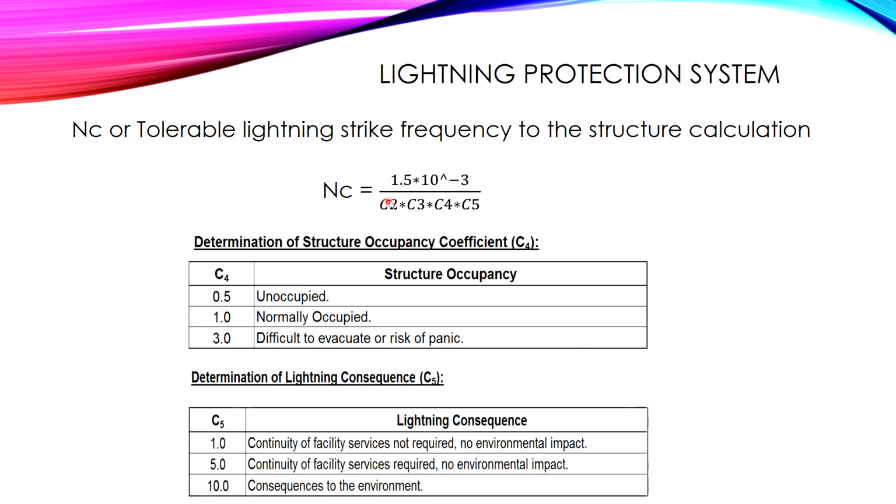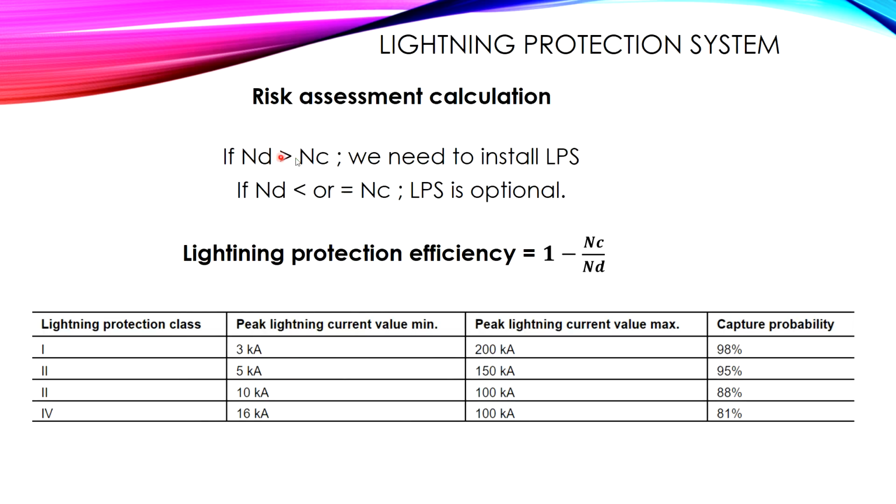Okay, so we have C2, C3, C4, C5, and now we can get the value of NC. So we have the value of ND and NC. ND is the expected number of lightning strikes. NC is the allowable number of strikes. So if the expected is greater than the allowable, then we need a lightning protection system. If it is less than or equal, then the lightning protection system is optional. Okay, now what is the next step?